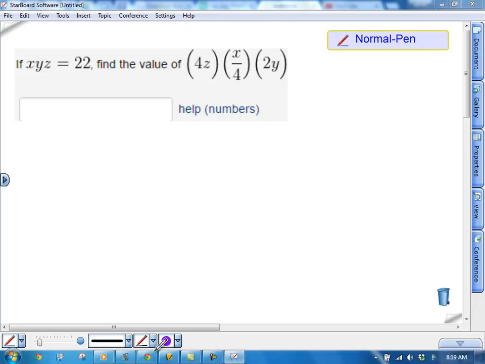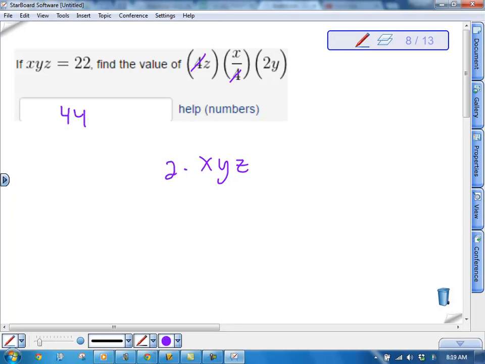Okay, next problem says if x times y times z is 22, then what is this value? So basically we just need to get x, y, z out of this. So just multiply through. First of all, these 4's cancel, one at the top, one at the bottom. We have x times y times z, obviously. Order doesn't matter, so I'm just going to write x times y times z right in front, and then we have a 2. We just have 2 times that quantity that they gave us, so our answer would be 44.